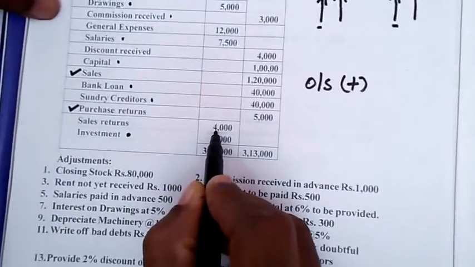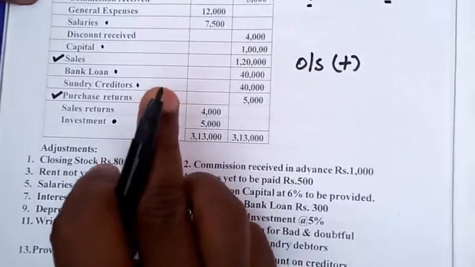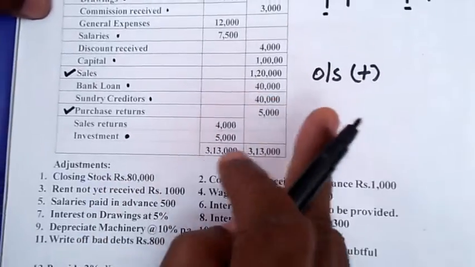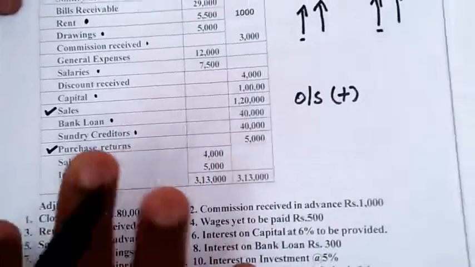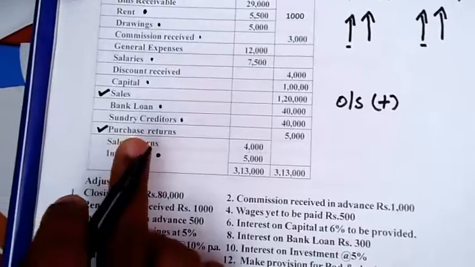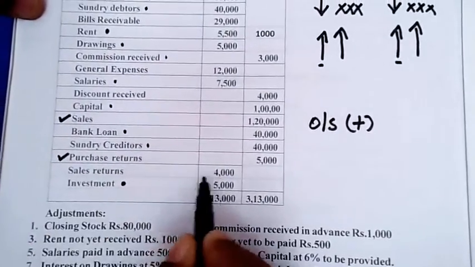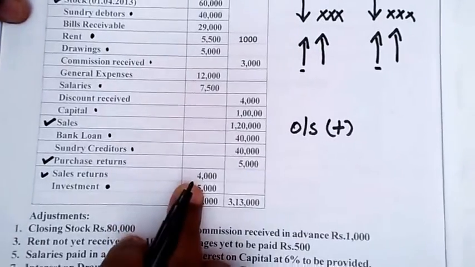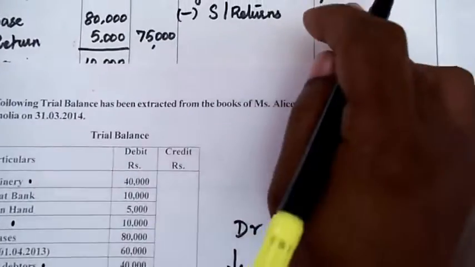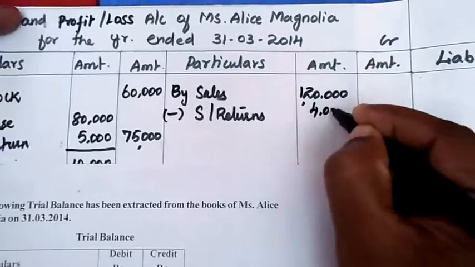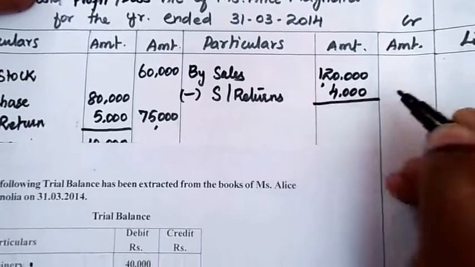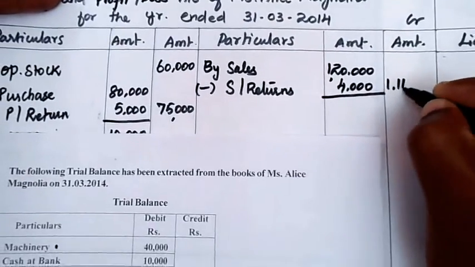Sales return 4,000. I told you, no, purchase is always debit side, sales is always credit side. If it is return means just opposite. Purchase return will be credit, sales return will be debit. So sales return 4,000, no? Just subtract this amount from sales. 4,000 rupees. Balance 1,16,000.